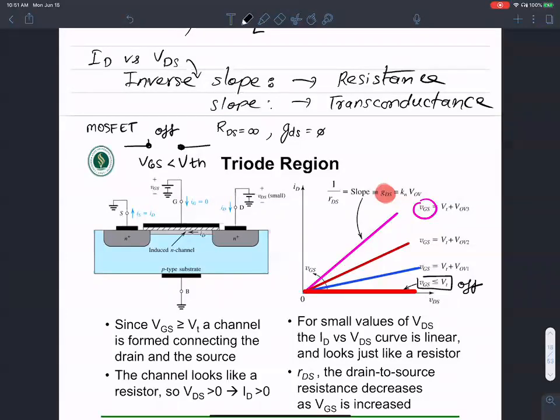Okay, so the channel, when the value of VDS is small, because we remember we were zooming in very close into a very small region of the curve, it can be approximated as a resistance. Make sense?